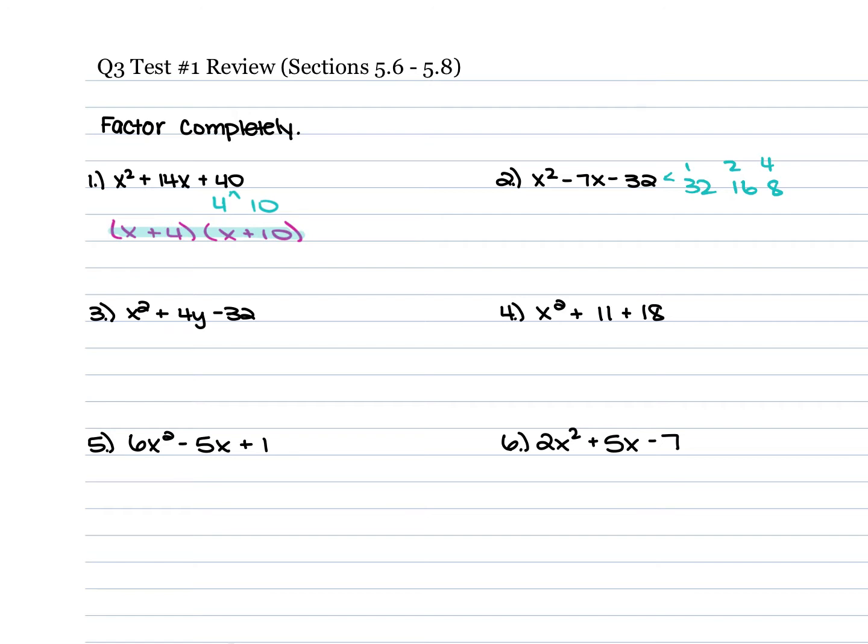So you have 1 and 32. If the 32 is negative, it's not going to give you the negative 7. You have 2 and 16. If the 16 was negative, it does not give you the negative 7. If the 4 and the 8 that you have, if you subtract them, and the 8 is negative, it does not give you a negative 7. So are there any factors of negative 32 that add up to be negative 7? No. So this one is prime.